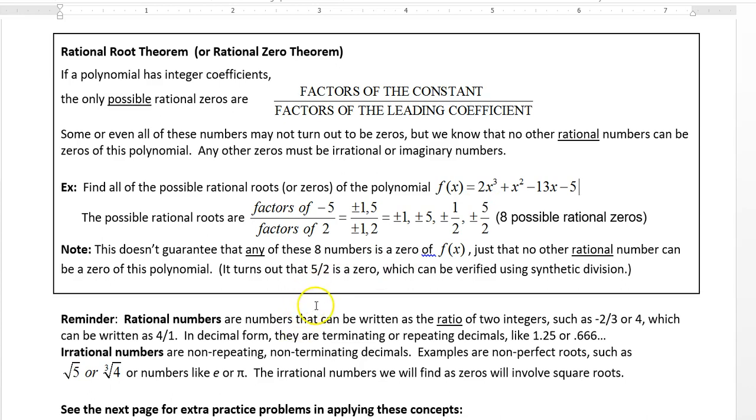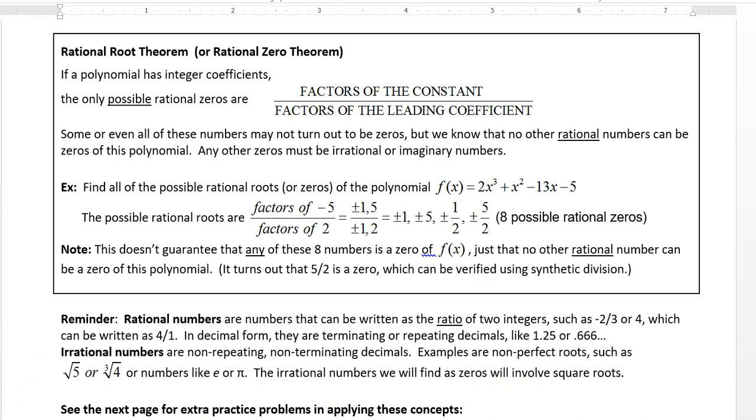Just a reminder, rational numbers are numbers that can be written as the ratio of two integers, such as negative 2/3 or 4, which can be written as 4/1. In decimal form, they are terminating or repeating decimals like 1.25 or 0.666. Irrational numbers are non-repeating, non-terminating decimals. Examples are non-perfect roots, such as the square root of 5 or the cube root of 4, or numbers like e or pi. The irrational numbers we will find as zeros will involve square roots.